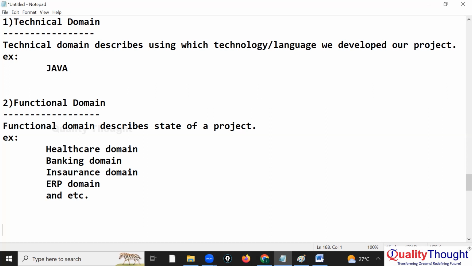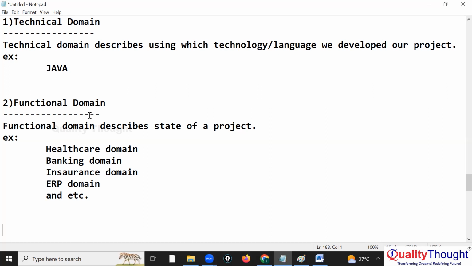Because some companies will say, those who are good in the banking domain can come to the interview. Some companies will say, we are looking for experienced people who have experience in the healthcare domain. They will mention this in job portals like Naukri, Indeed, Shine. They will post, we require experienced people and freshers who have knowledge in the banking domain, insurance domain, ERP domain, healthcare domain, like this.